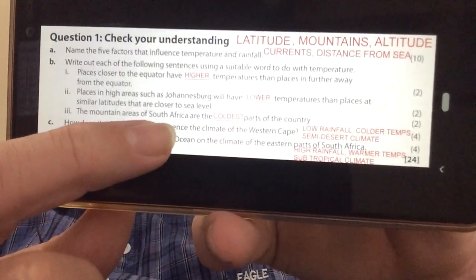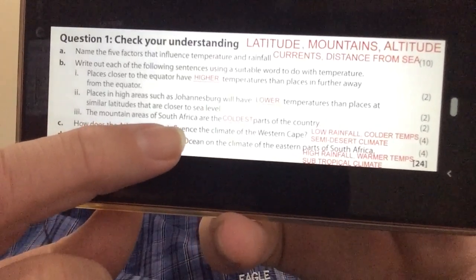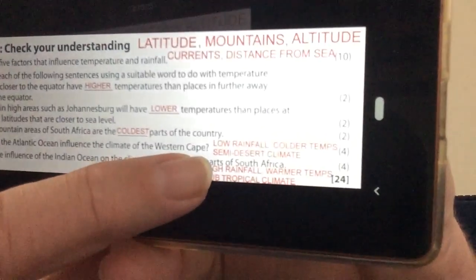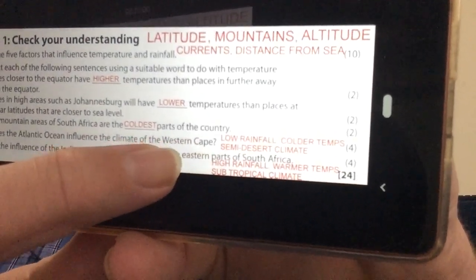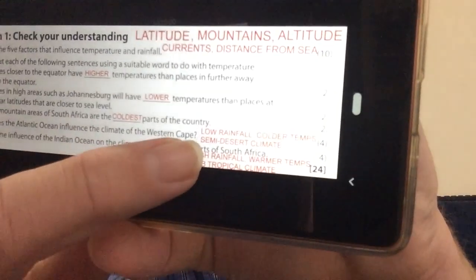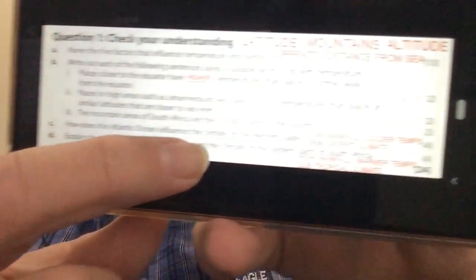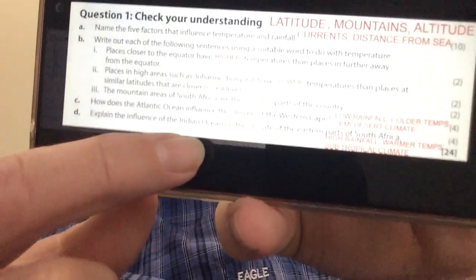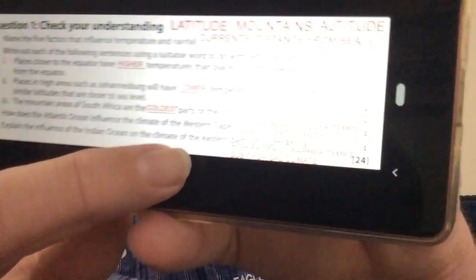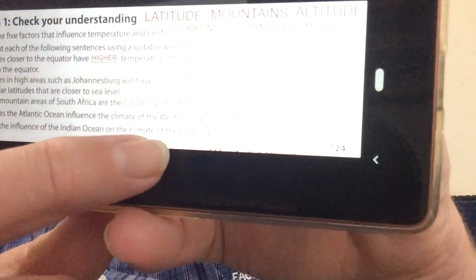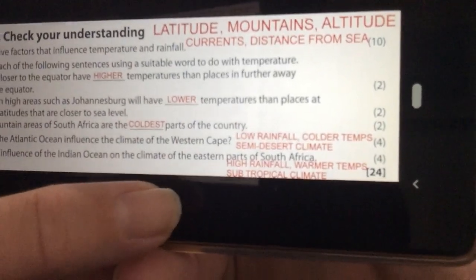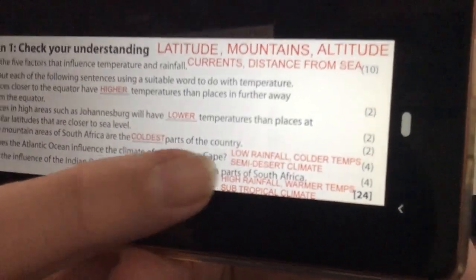How does the Atlantic Ocean influence the climate of the Western Cape? Well, that cold Atlantic Ocean current will give us low rainfall, colder temperatures, and a semi-desert climate. And then explain the influence of the Indian Ocean on the eastern parts of South Africa. Well, that's the opposite. It's high rainfall, much warmer temperatures, and subtropical climate.